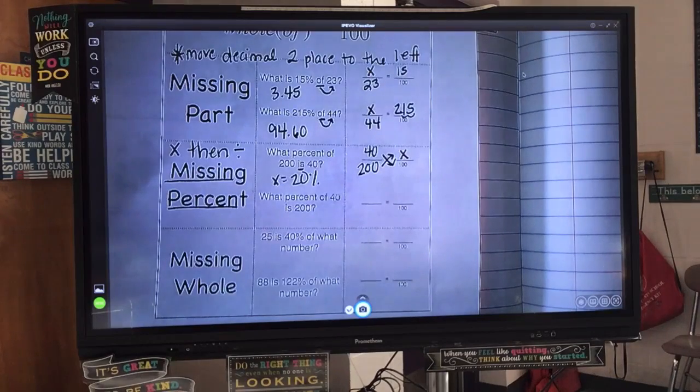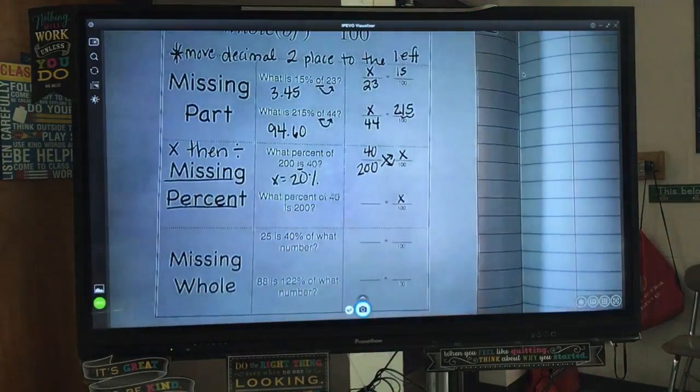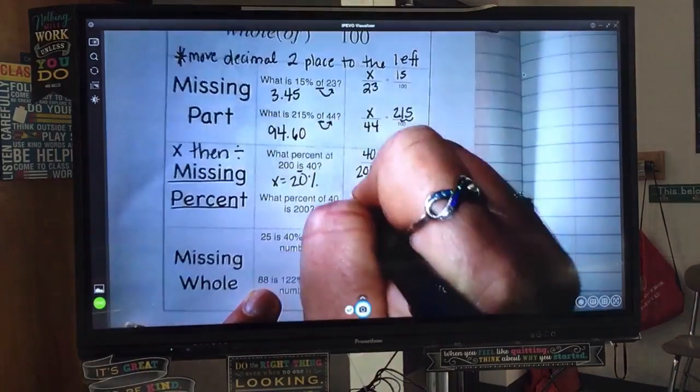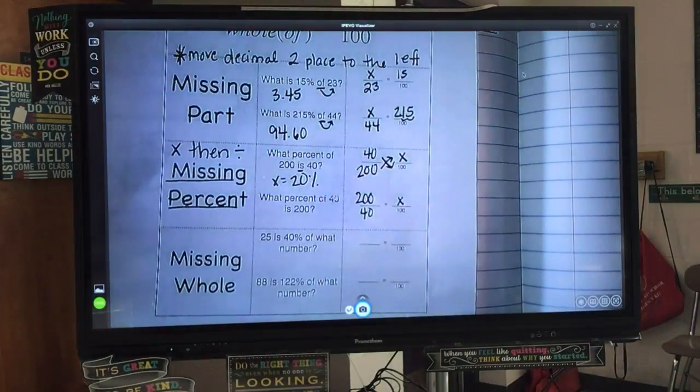So let's go ahead and move on. It says what percent of 40 is 200? So we're looking for our percent, so we put our X there. Which one is our whole? Aiden, 40, and then 200 is our part. So already looking at the fact that 40 is our whole and 200 is our part, we're gonna have a pretty big percentage, right?